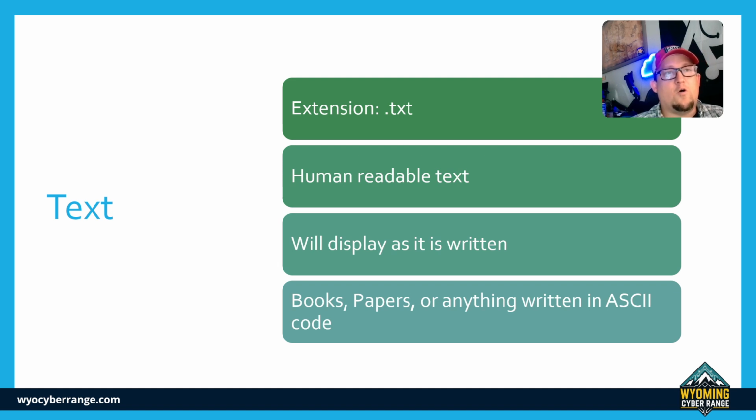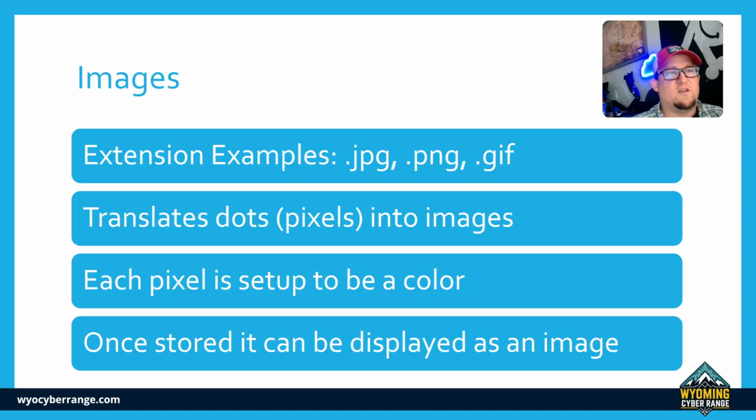But you can have a whole bunch of other types of extensions, like images, like JPG or PNG or GIF. And we can translate all those dots, those pixels, into images. Now each pixel is set up to be a color, so once it's stored, it can create the image.